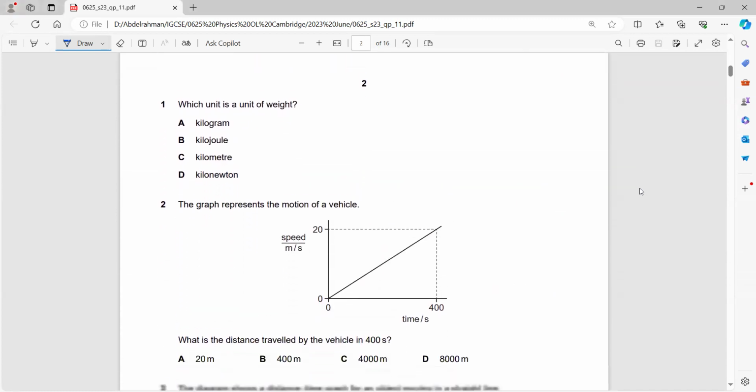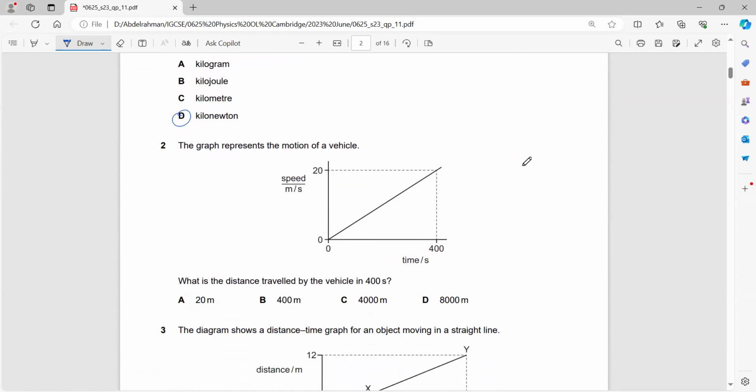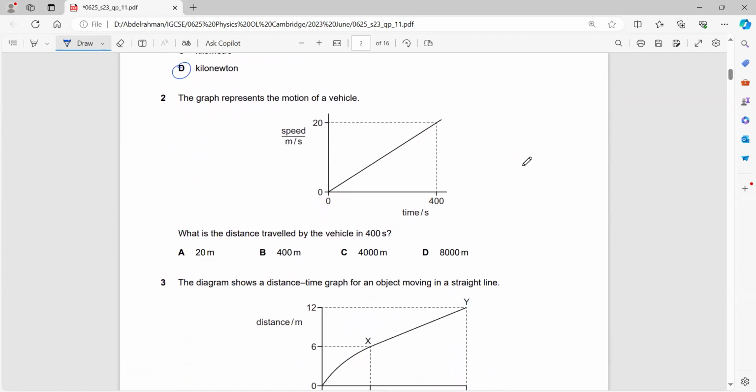Question 1. Which unit is a unit of weight? Definitely a kilonewton. The graph represents a motion of a vehicle. What's the distance traveled in 400 seconds? Distance equals area under the graph.